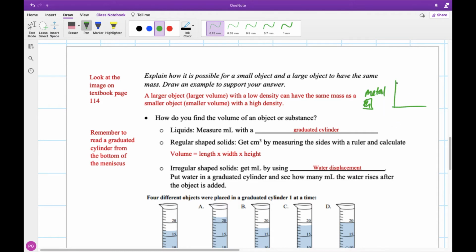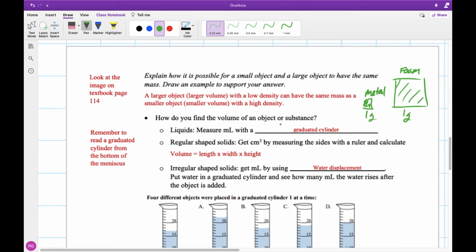Or we could have a really large block of foam, like packing foam that's usually really light. But if we have enough of this foam, it could be really large and have the same mass as a small piece of metal. So that tells us this foam has a really small density compared to this metal, which has a really high density. But they could both have the same mass. So maybe they both weigh 1 gram.